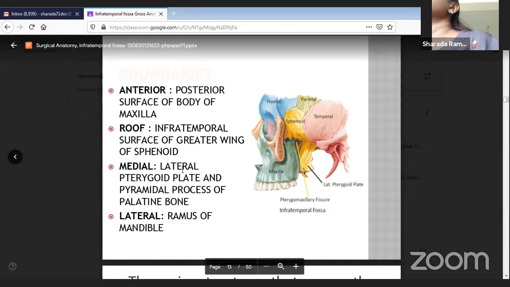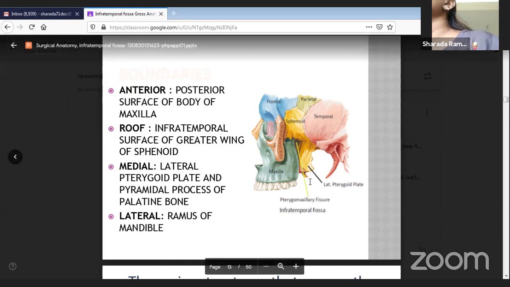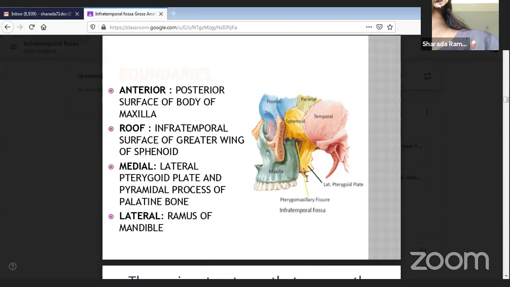Now next, medially, you're going to see the pterygoid plates. You can see the yellow color, that is the pterygoid plates. You have a medial pterygoid plate and a lateral pterygoid plate. You can see this small process down, and that process is going to be your pterygoid hamulus. So the yellow color, the small part, that is going to be your hamulus. Now laterally, it is covered by the ramus of the mandible totally.